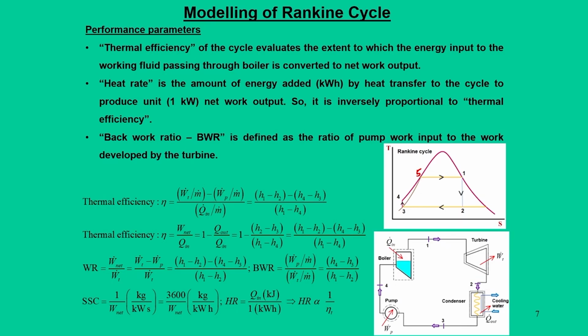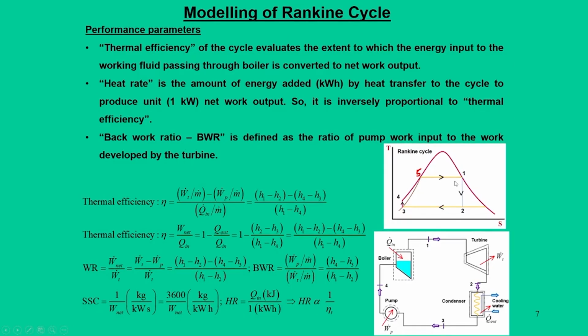These are some of the performance indicators for a steam power plant. These things can be calculated by using Rankine cycles. The first one is thermal efficiency, that is net work by heat input. The second one is work ratio, W net by W T, and W net is nothing but turbine work minus pump work.